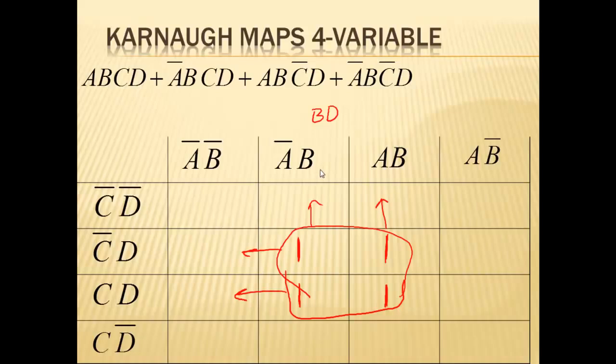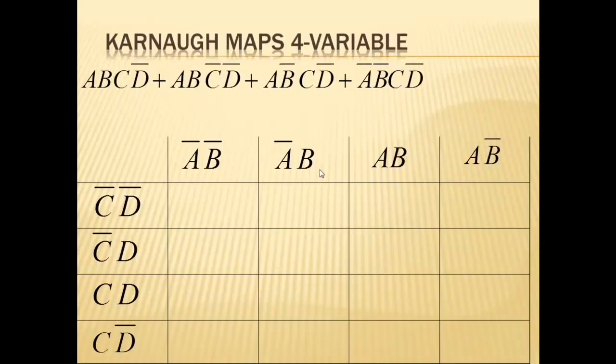So let's look at another example. Let's do AB, C, D naught, and AB, C naught, D naught, A, B naught, C, D naught, and A naught, B naught, C, D naught.